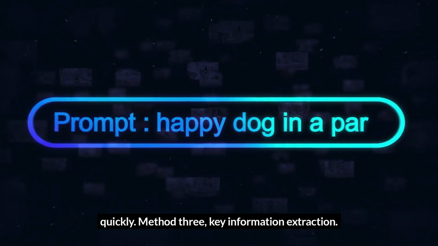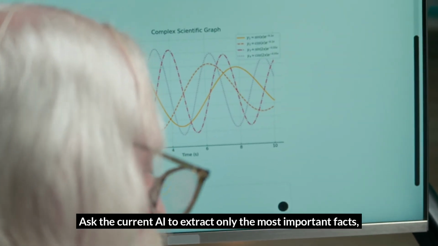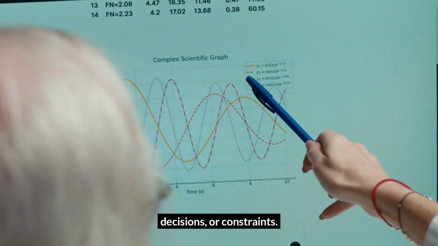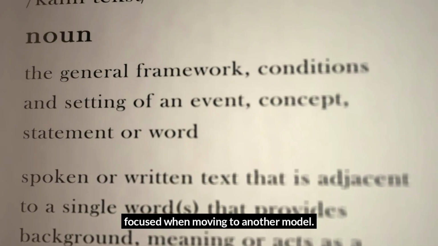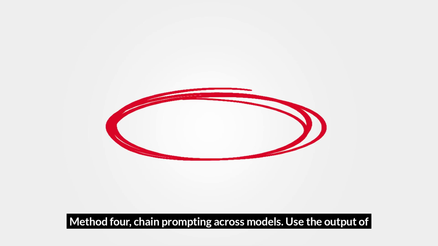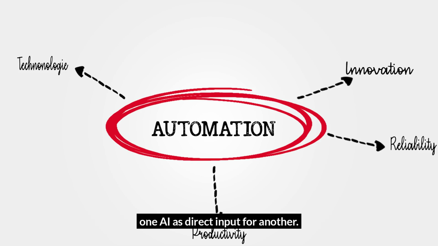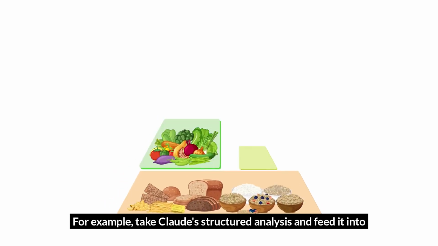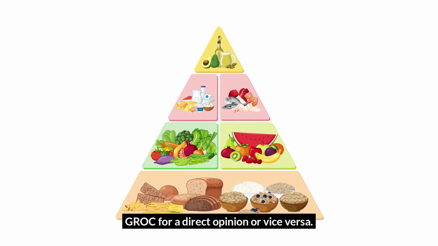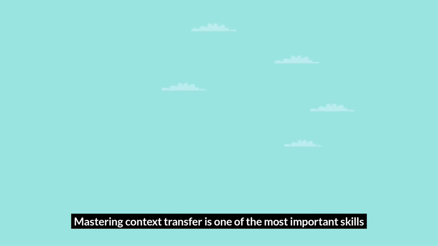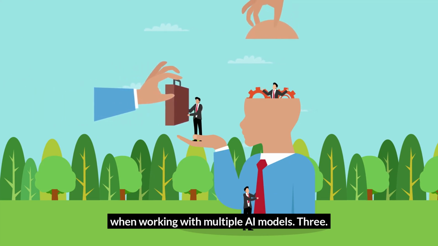Method 3. Key information extraction. Ask the current AI to extract only the most important facts, decisions, or constraints. This is useful when you want to keep the context clean and focused when moving to another model. Method 4. Chain prompting across models. Use the output of one AI as direct input for another. For example, take Claude's structured analysis and feed it into Grok for a direct opinion. Or vice versa. Mastering context transfer is one of the most important skills when working with multiple AI models.